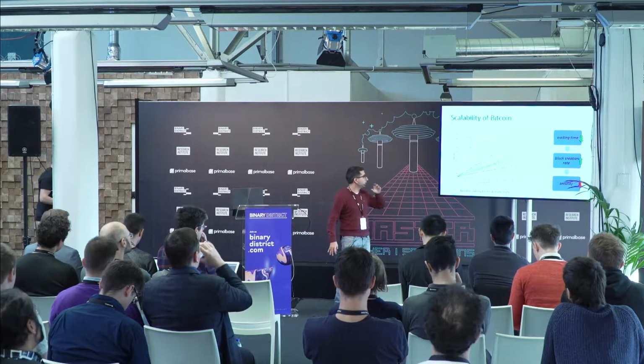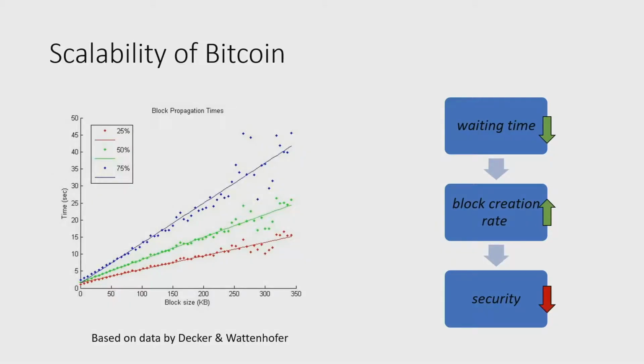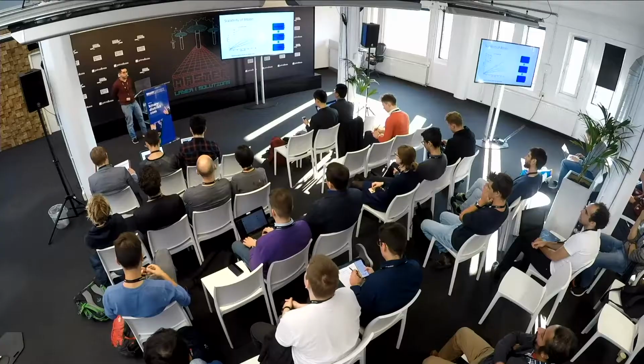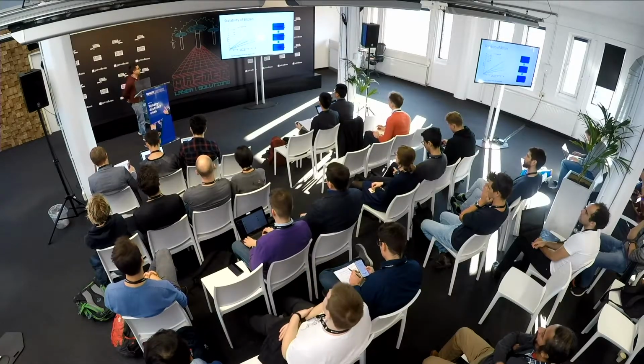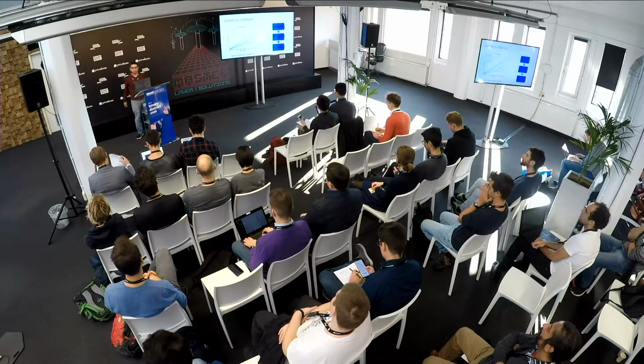And you can see, for example, here on the left side, there is a graph. It's based on work from Decker and Wattenhofer from 2013, but the data, I believe, is still relevant. We can see how much time it takes for 25, 50, and 75% of the nodes in the network to receive a block as a function of the block size, and we can see that it takes a few seconds, up to more than a minute, just to receive a block of less than 1 kilobyte. So we need to come up with a different solution.